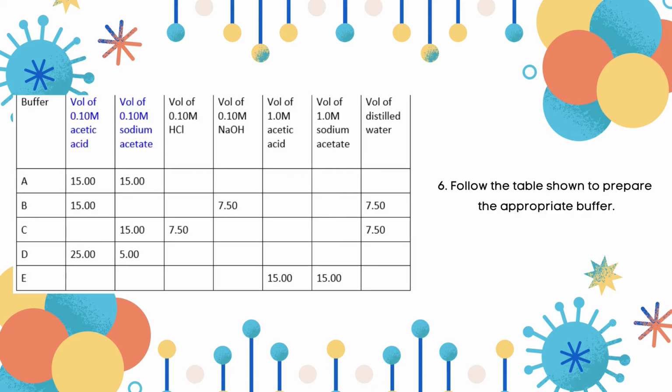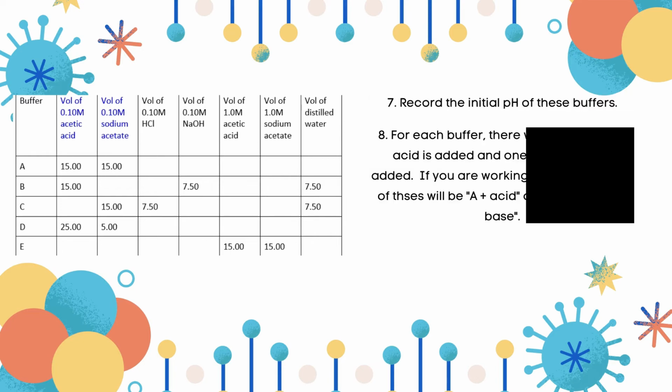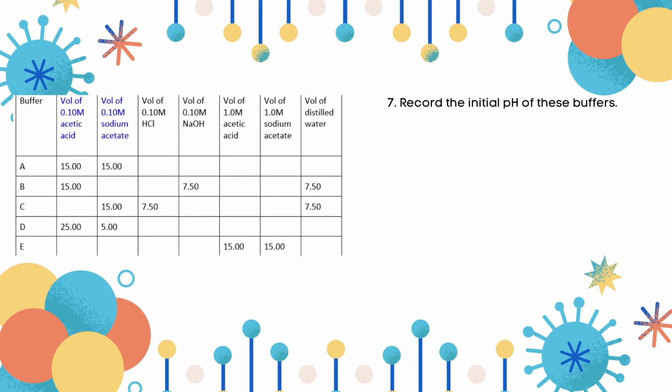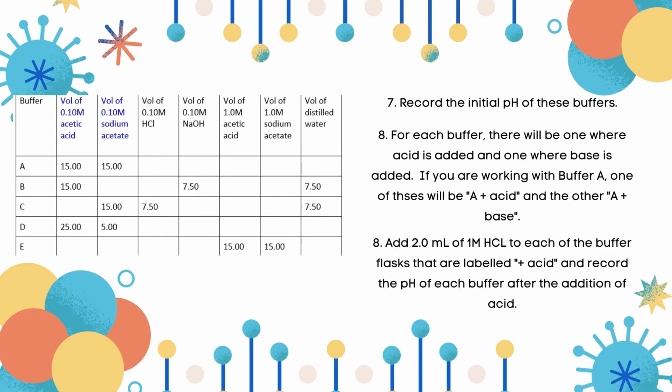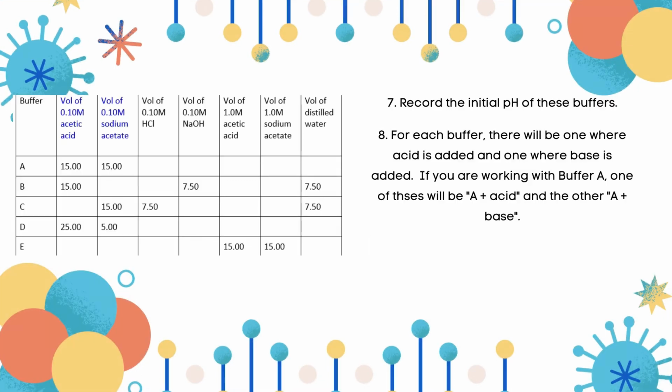The table will serve as a guide to prepare for the buffer solutions. We record the initial pH of the buffers A to E. So for each buffer, there will be one where acid is added and one where the base is added. We then add 2 ml of 1 molar hydrochloric acid to each of the buffer flasks that are labeled plus acid and record the pH.